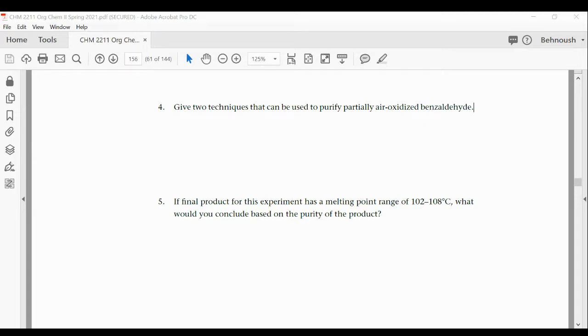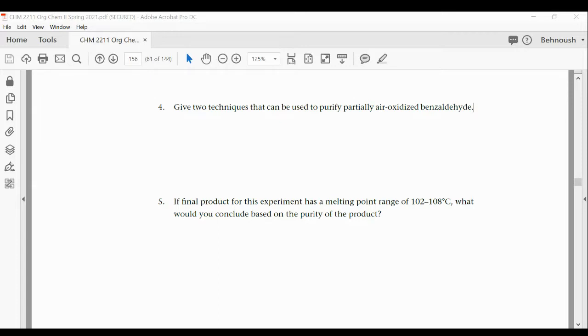The other method was sodium hydroxide extraction. The benzoic acid can react with sodium hydroxide and change to sodium benzoate, which is water soluble. It goes to the aqueous layer and benzaldehyde stays in the organic layer. So sodium hydroxide extraction would be another method that you can use to purify it.